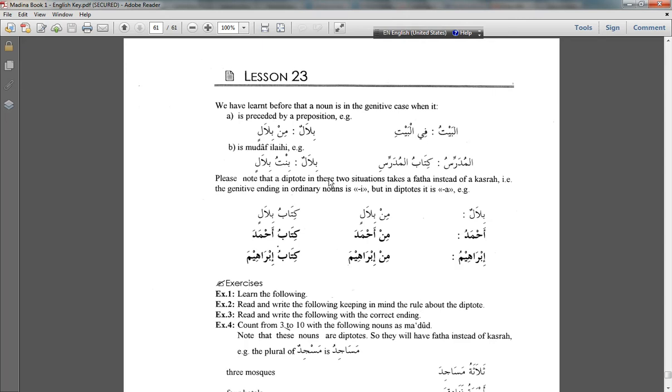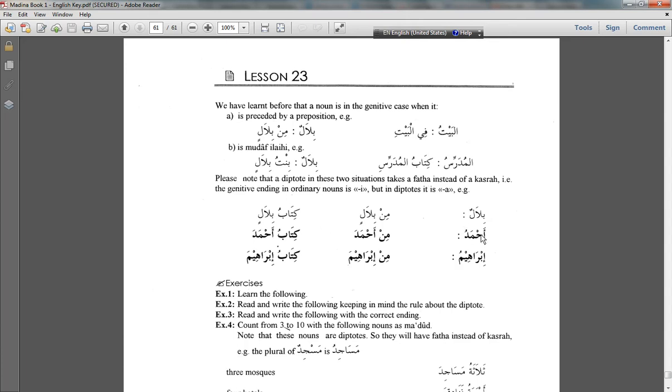Please note that a diptote in these two situations takes a fatha instead of a kasra. For example, the genitive ending in ordinary nouns is e, but in diptotes it is a. So, Bilalun, min Bilalin, Kitabu Bilalin. So this is a normal noun.